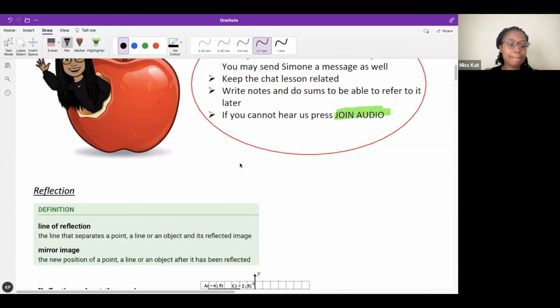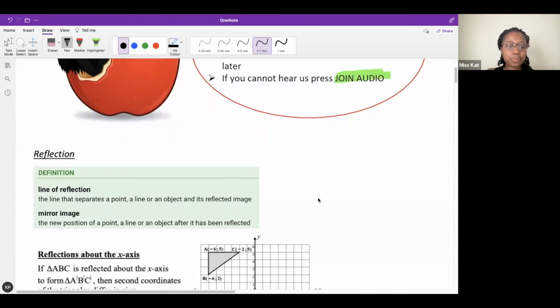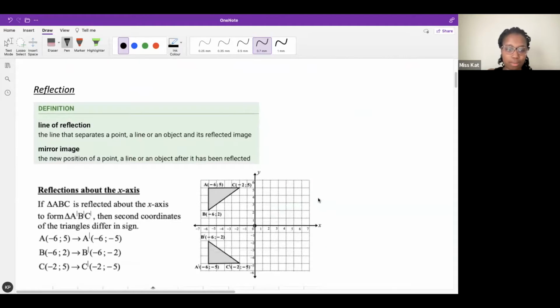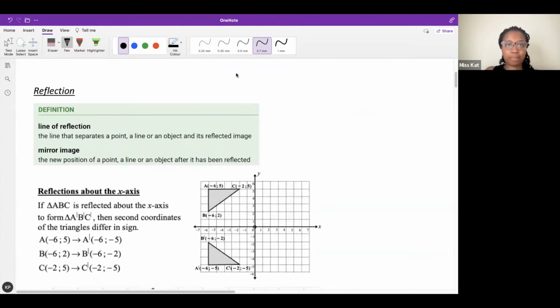And then obviously the mirror image will be the new position of your shape. So if it was on the left-hand side and you reflect it, the mirror image will therefore be the right-hand side. Okay. Now let's look at what I'm talking about.